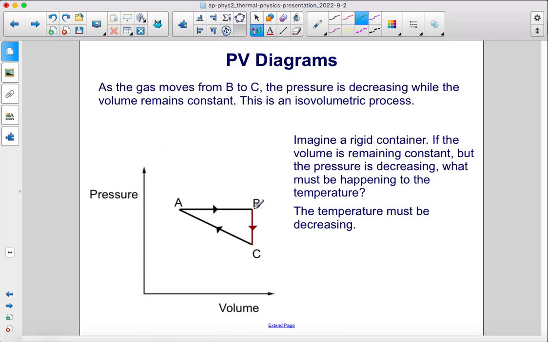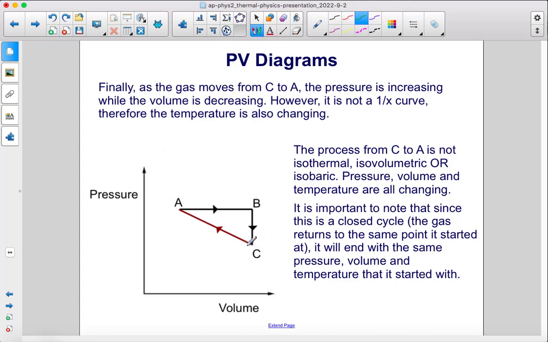As the gas moves from B to C, the pressure is decreasing while the volume remains constant. This is an isovolumetric process. Imagine a rigid container. If the volume is remaining constant, but the pressure is decreasing, what must be happening to the temperature? Well, if the volume stays constant, but there's less and less pressure, that means there's less collisions taking place, which means the molecules aren't moving around as much, which means the temperature must be decreasing.